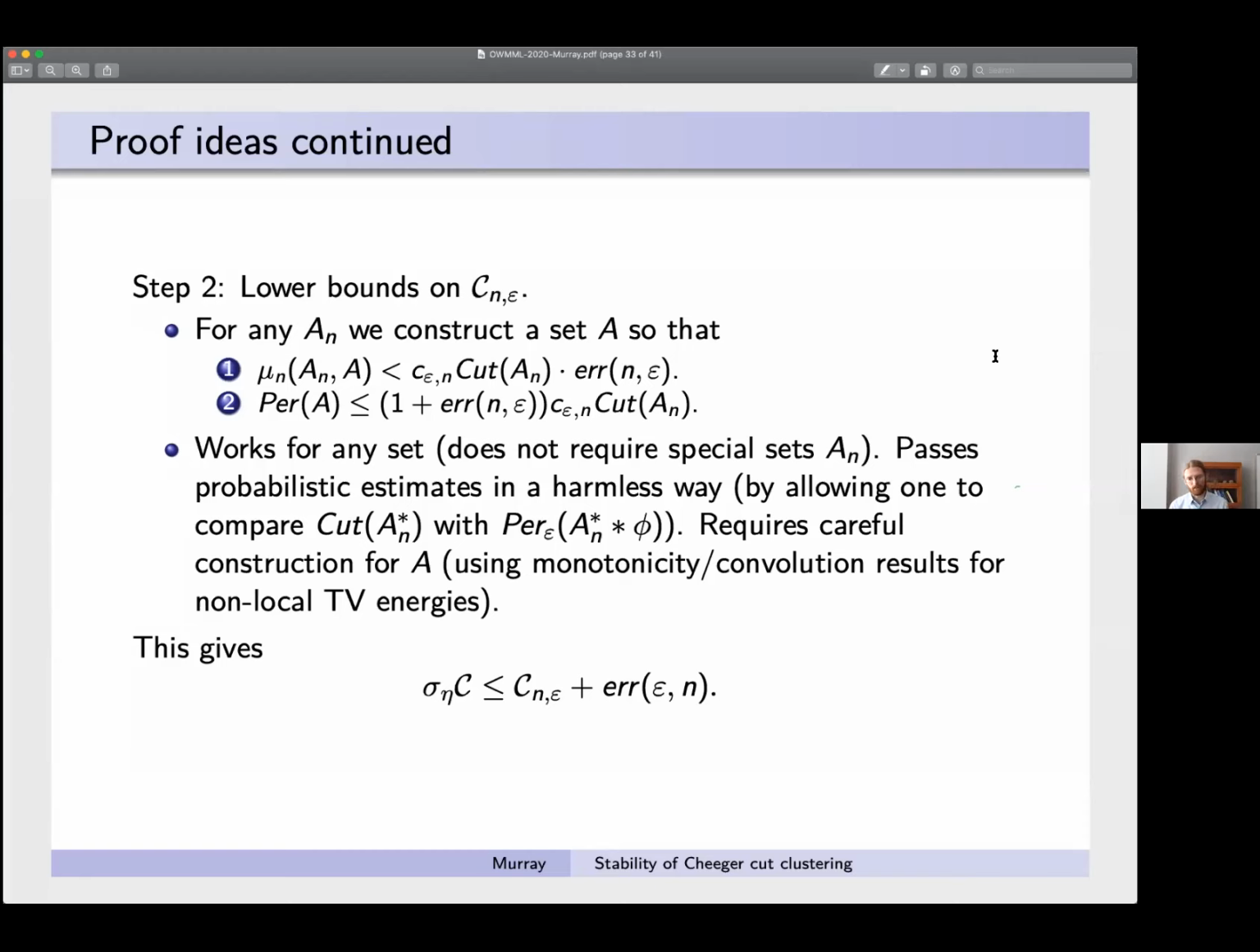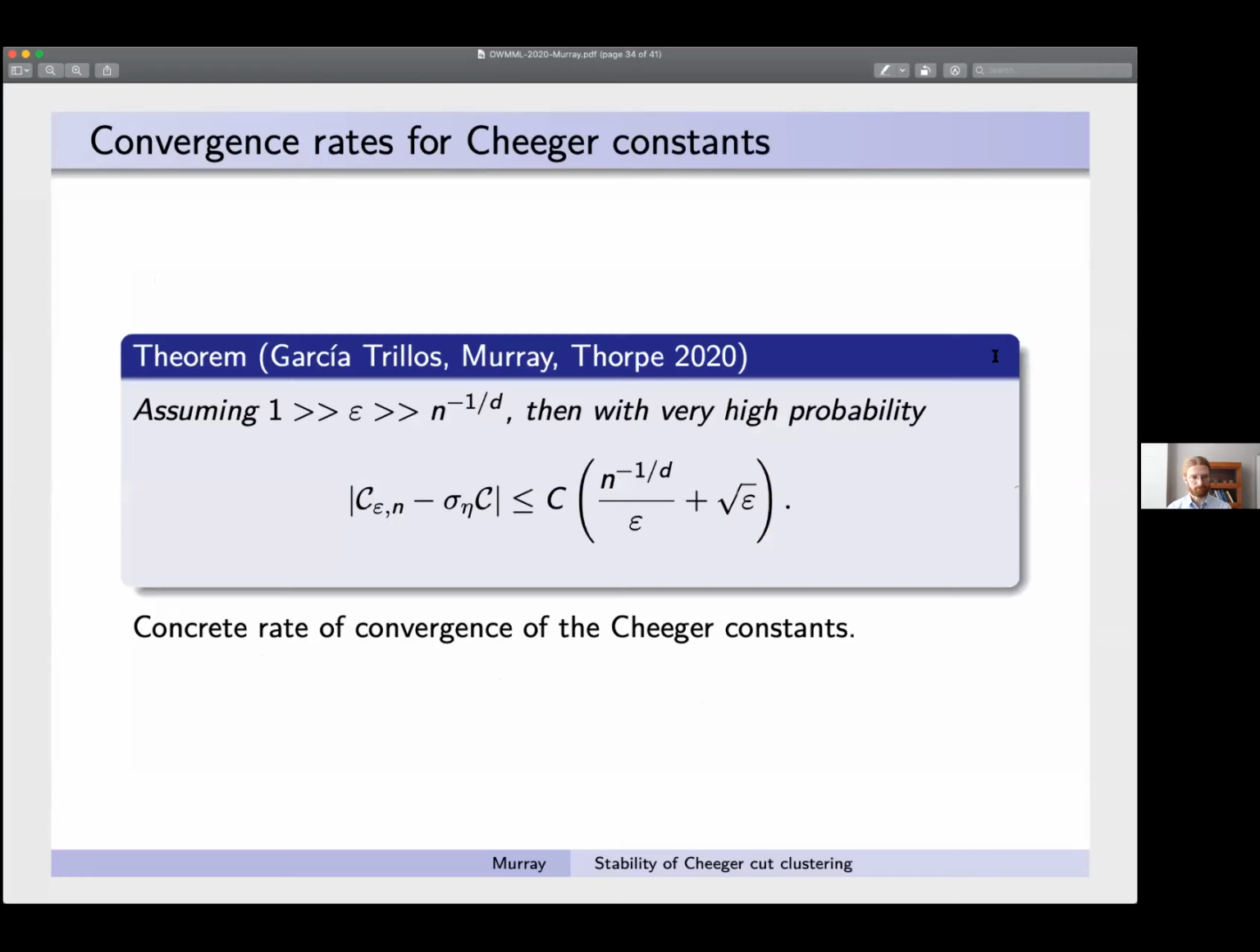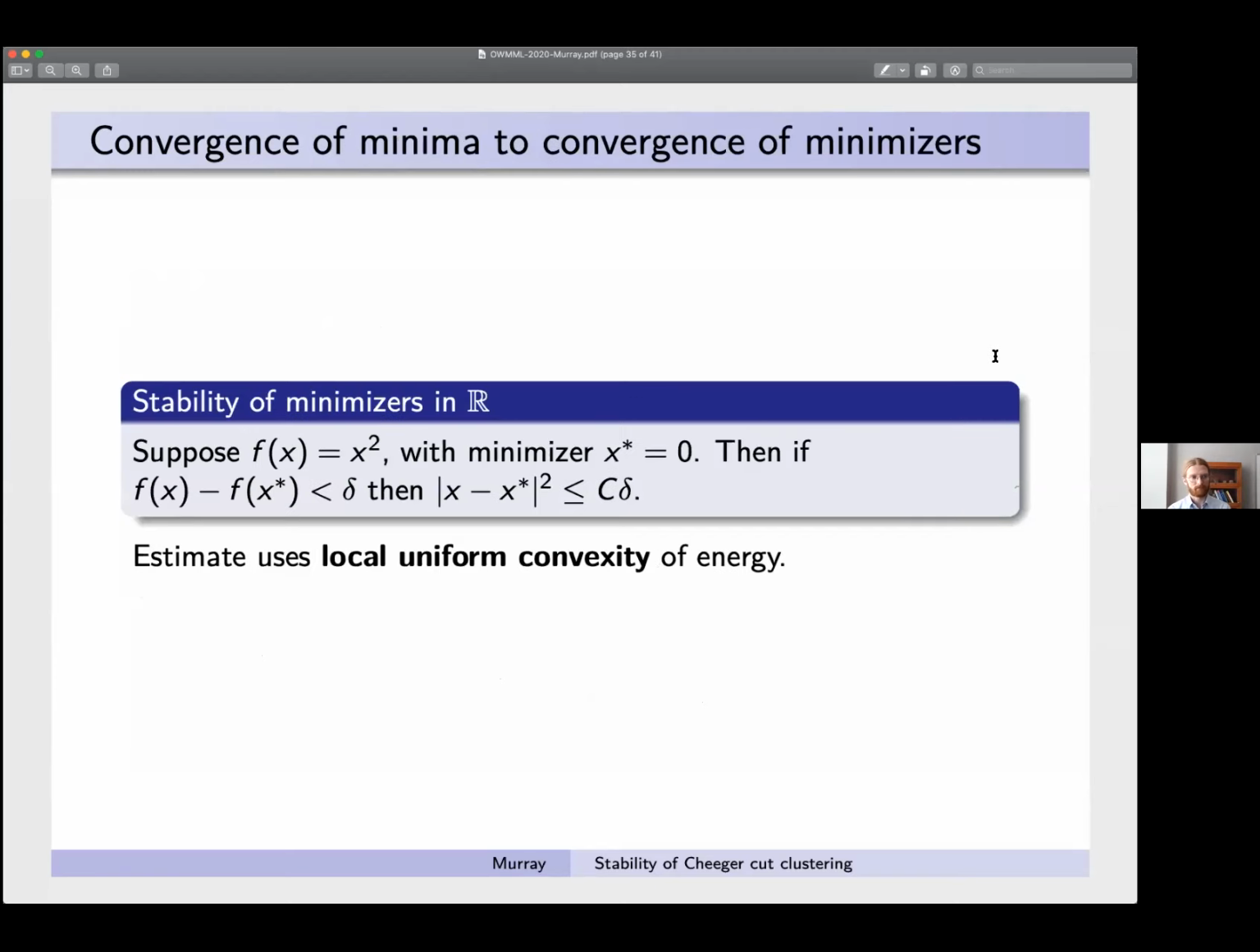And at the end of the day, this idea allows us to write some type of upper bound on the Cheeger set energy by the Cheeger cut energy plus some error term, okay? And you put all these things together and you get some concrete rate of convergence for the Cheeger constants.